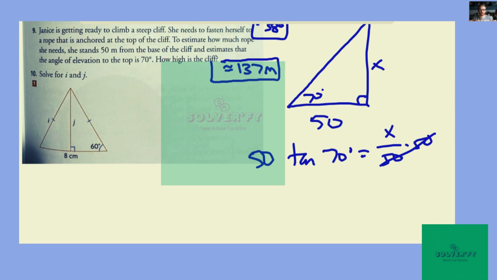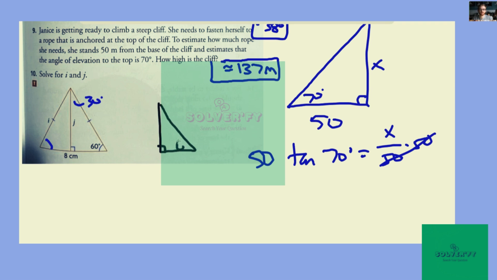And in number 10, we want to solve for I and for J. Well, this is an isosceles triangle, so this is also 60 degrees, which makes it equilateral. All of them are 60 degrees, so these are 30 degrees. And we can use special right triangles.